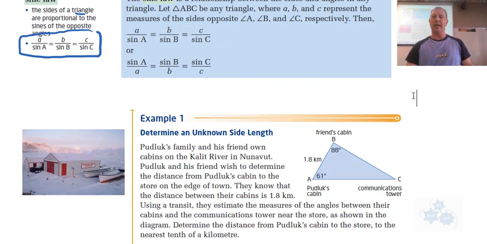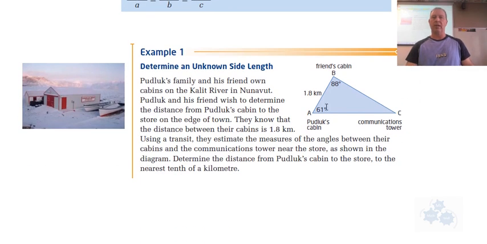So how do we actually use this in a question? Okay, so notice in this question we do not have a right angle triangle, so we can't use sine, cos, or tan just straight up like that. So let's read it. Pudluk's family and his friend own cabins in the Kalit River in Nunavut. Pudluk and his friend wished to determine the distance from Pudluk's cabin to the store on the edge of town. They know that the distance between their cabins is 1.8 kilometers.